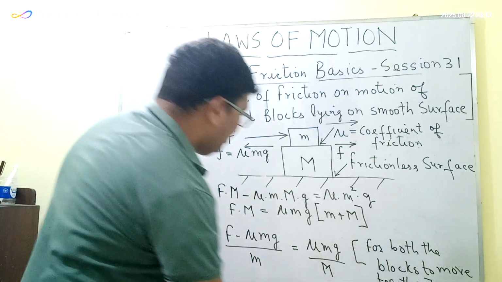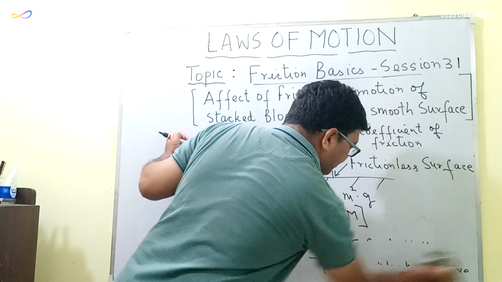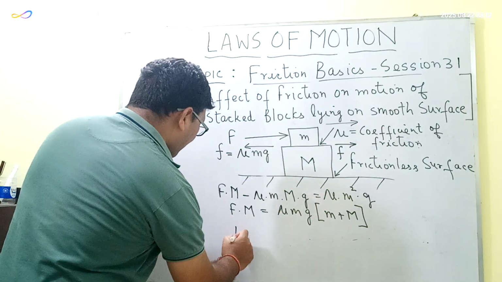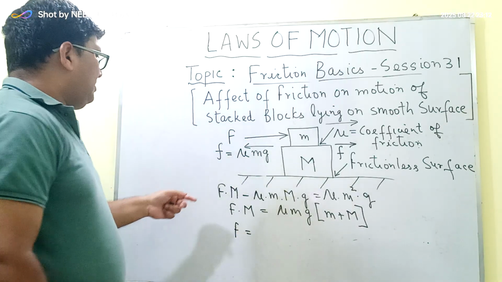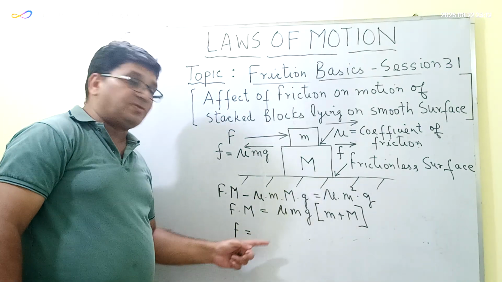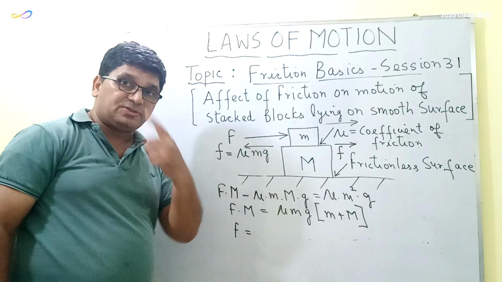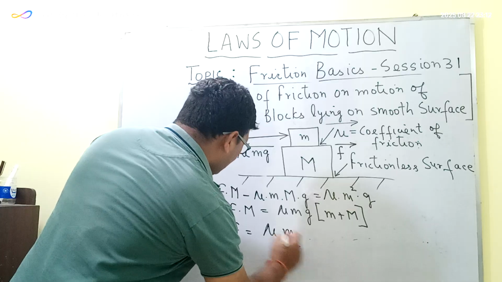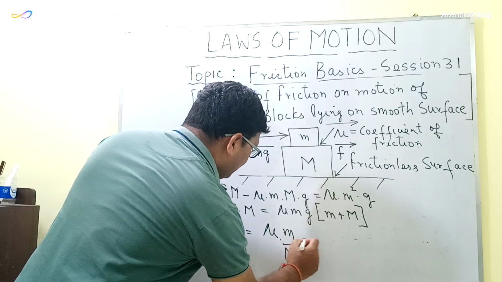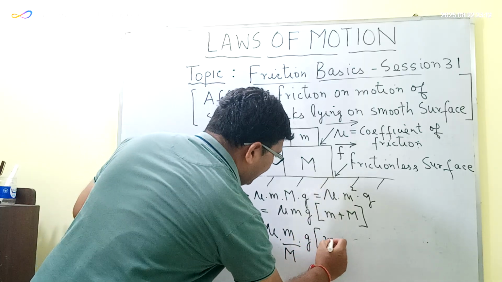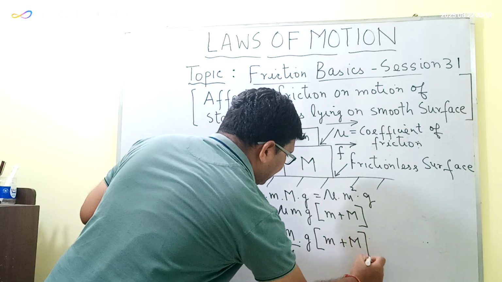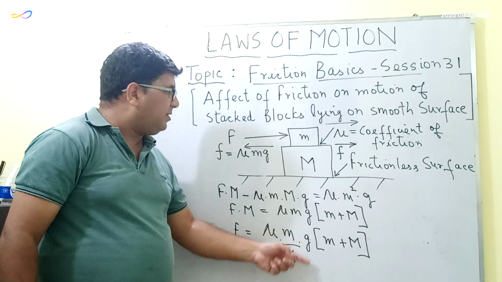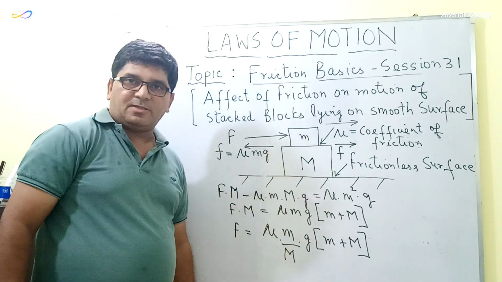So from this equation I will get the value of F. F is the magnitude of the external force which is required to move both these two blocks together. So F will be equal to mu m upon M into g in bracket m, that is small m, plus capital M. So this is the value of the force which is required to move both these two blocks together.